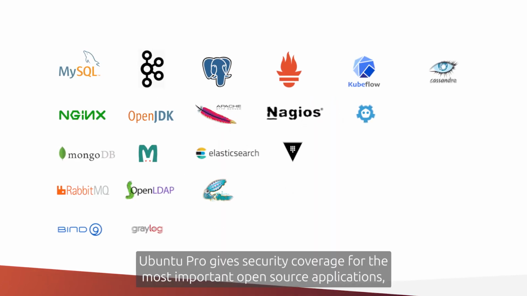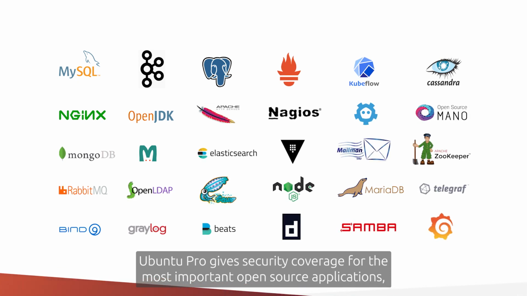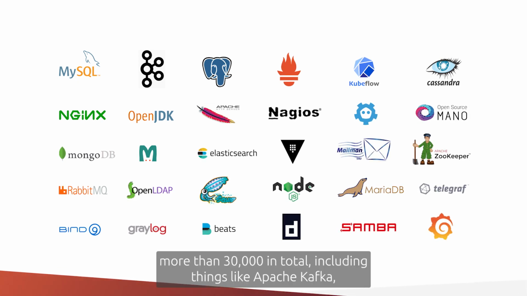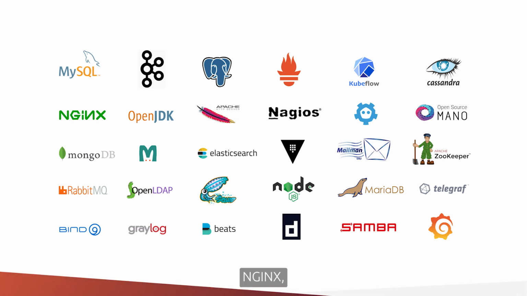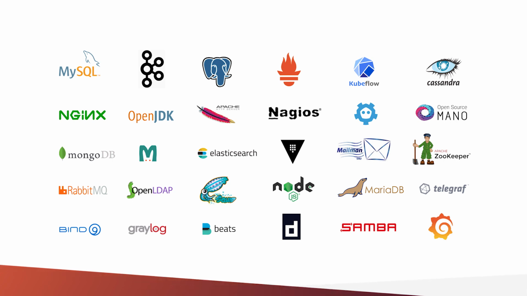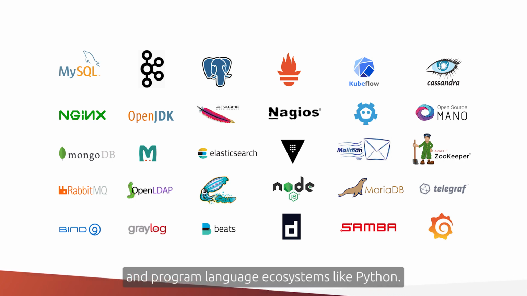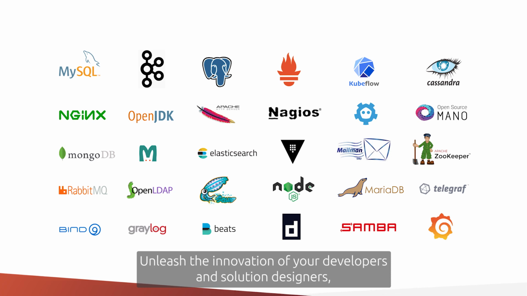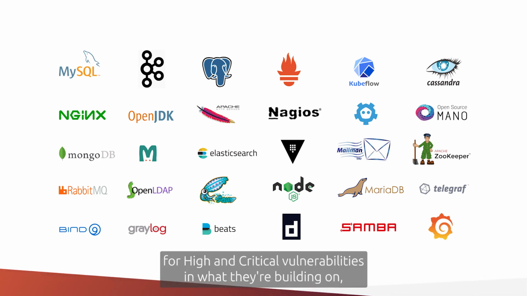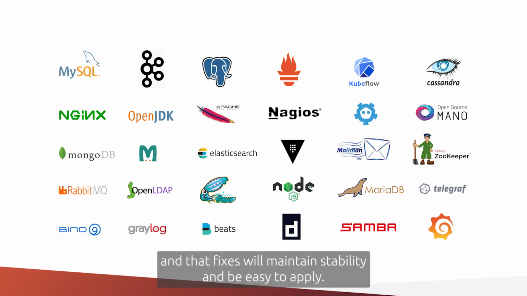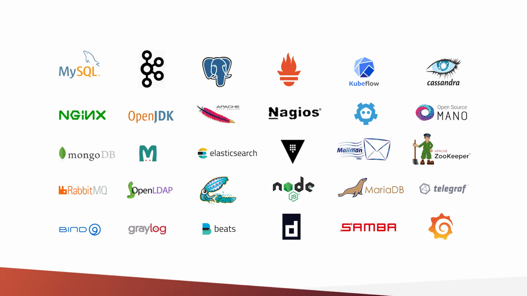Ubuntu Pro gives security coverage for the most important open source applications, more than 30,000 in total, including things like Apache Kafka, NGINX, MongoDB, Redis, PostgreSQL, and programming language ecosystems like Python. Unleash the innovation of your developers and solution designers, knowing that Canonical is watching for high and critical vulnerabilities in what they're building on, and that fixes will maintain stability and be easy to apply.